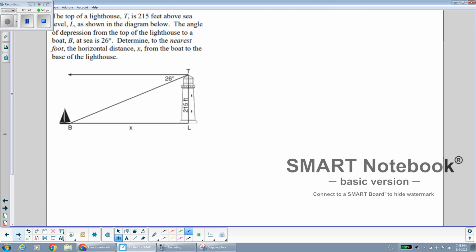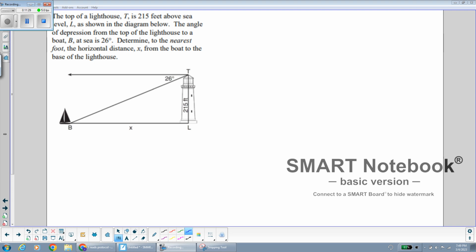Please take a minute and pause the video so you can read the question and try it out. The top of a lighthouse T is 215 feet above sea level. The angle of depression, so that's outside the right triangle, from the top of the lighthouse to a boat is 26 degrees. And that's already filled in for us, but notice how it's the angle that you're looking down at the boat from the top of the lighthouse, and it's located outside of the right triangle. Determine to the nearest foot the horizontal distance x from the boat to the base of the lighthouse.